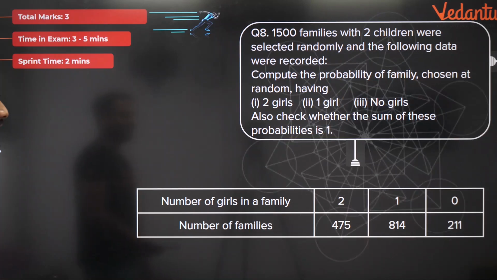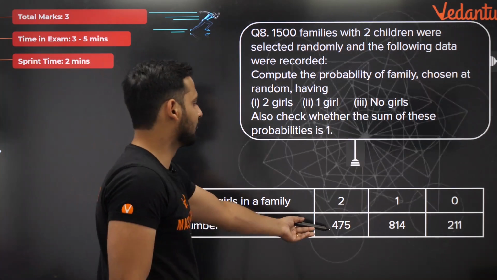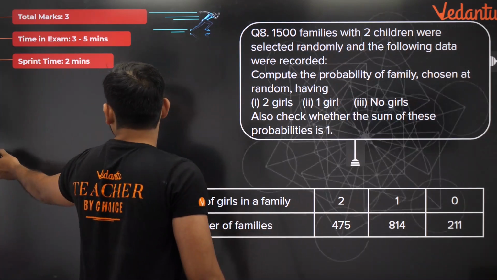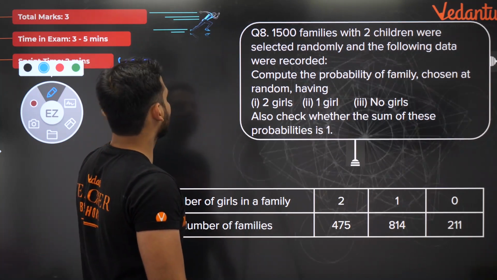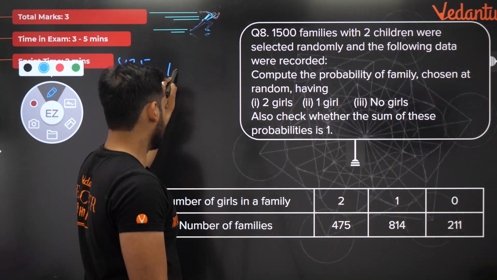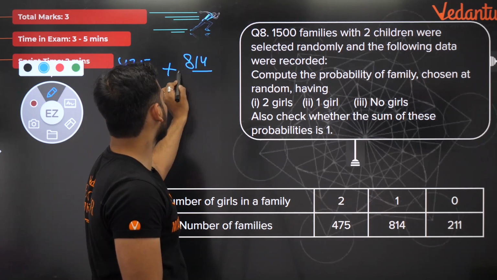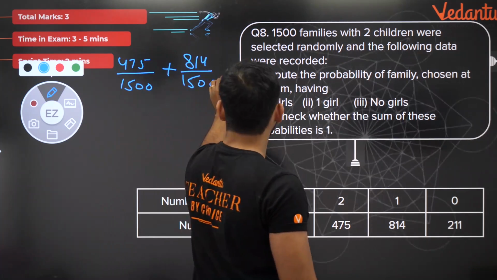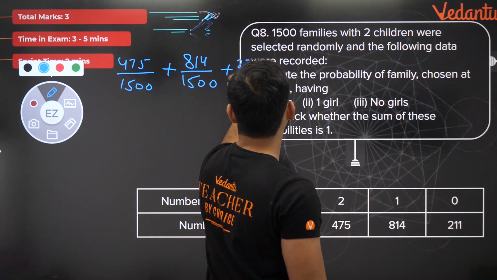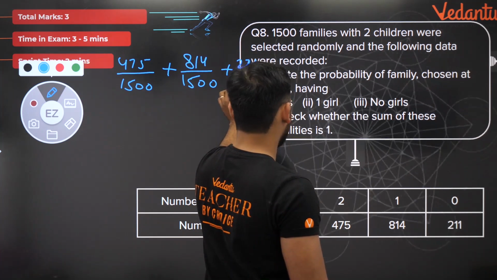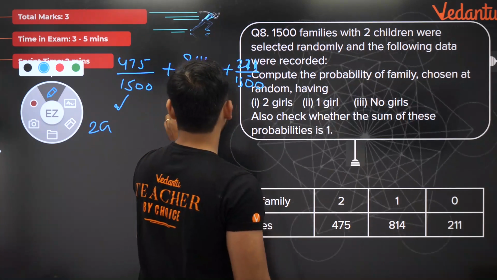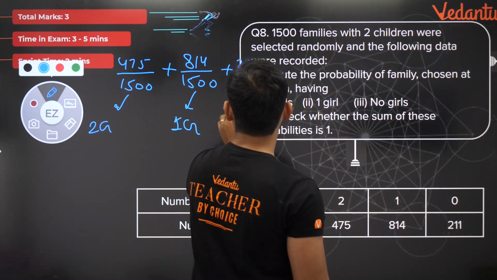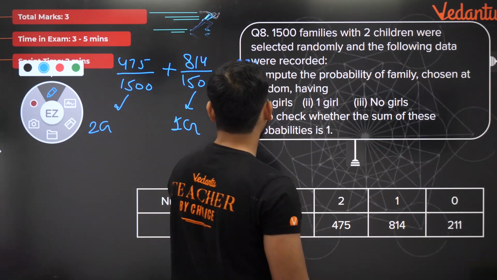So directly it is clear. For 2 girls it will be 475 by 1500, 1 girl 814 by 1500, and 0 girls 211 by 1500. You need to simplify that part. So this is the probability of 2 girls, this is the probability of 1 girl, this is the probability of 0 girls. As simple as that.